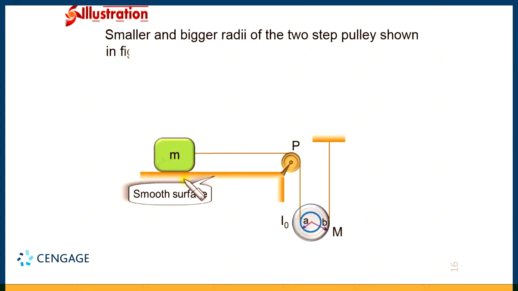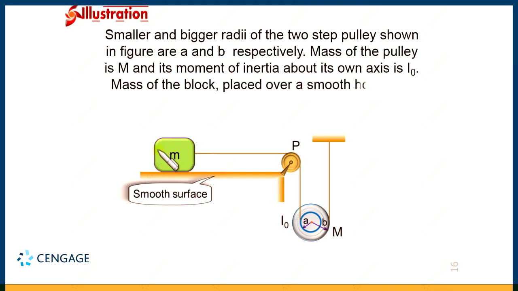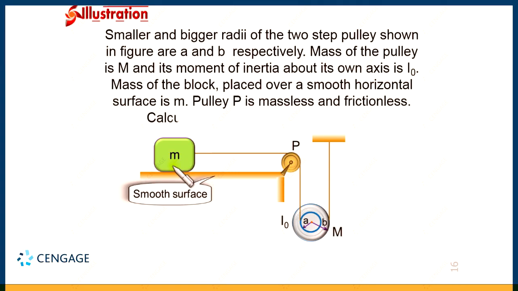In this diagram, you can observe this is a smooth horizontal surface, and this block is placed on the surface and it can move without friction on this smooth horizontal surface. The mass of this block is small m, and this is a step pulley of inner radius A and outer radius B. The moment of inertia of this pulley is I naught and the mass of this pulley is capital M. The mass of the block placed on the smooth horizontal surface is small m, as we have discussed, and this string is massless and frictionless.